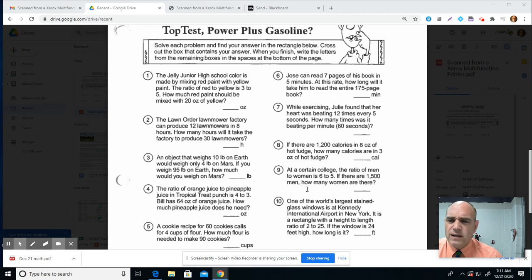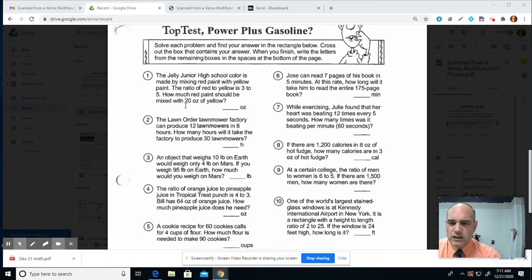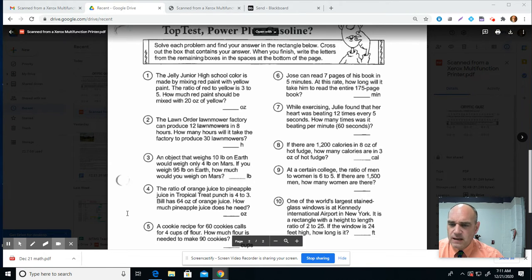All right, question one. Jelly junior high school color is made by mixing red paint with yellow paint. The ratio of red to yellow is 3 to 5. How much red paint should we mix with 20 ounces of yellow? So the first thing that we're going to do, kind of like we did last week, is set up our true statement.